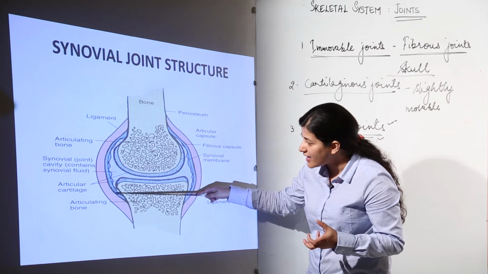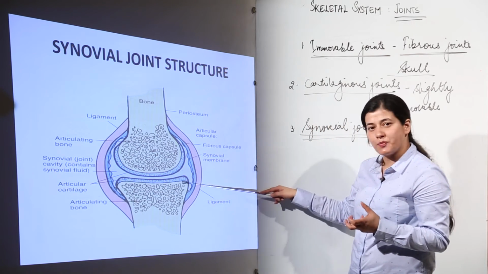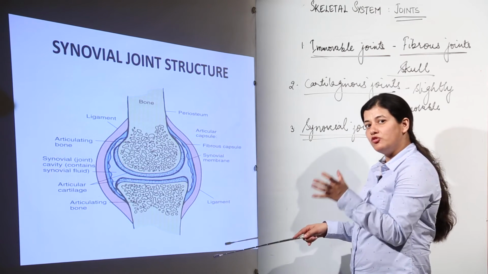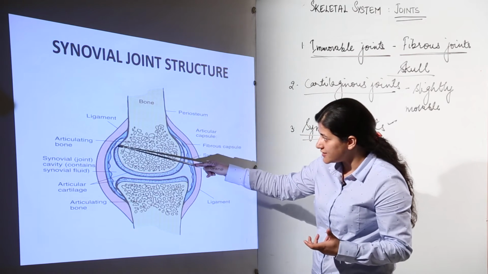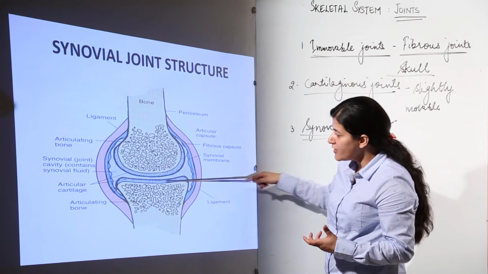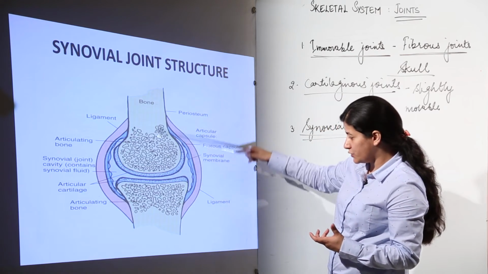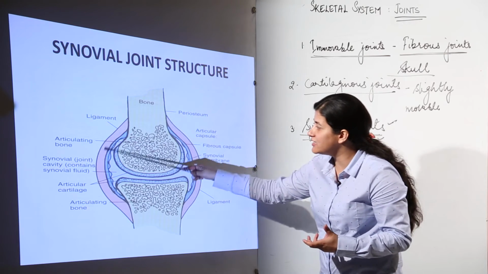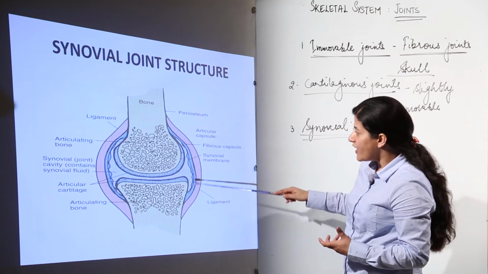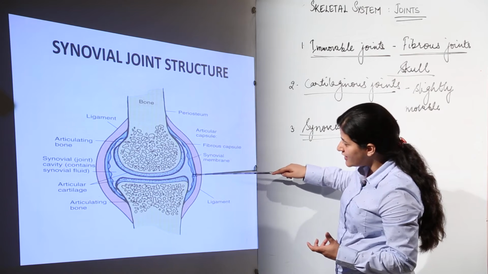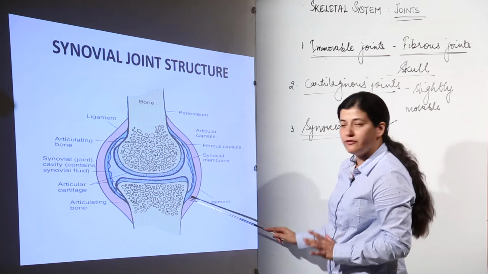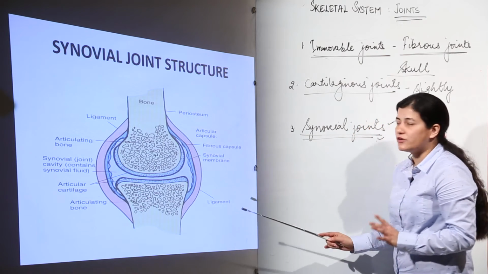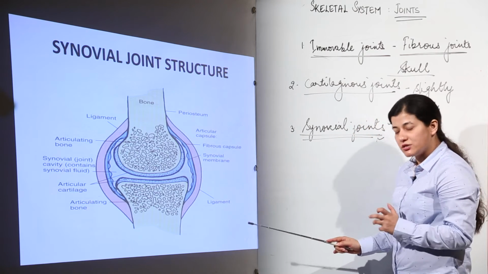So there is an articular cartilage present at the head of the bone, so that movement can be brought about easily. This articular cartilage is present on both sides of the bones which are articulating towards each other inside the synovial cavity. And as you can see, the synovial cavity is lined by a synovial membrane inside which the fluid is present. So this is the structure of a synovial joint which enables the movement.